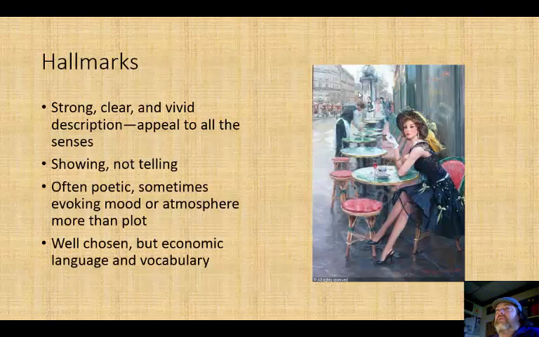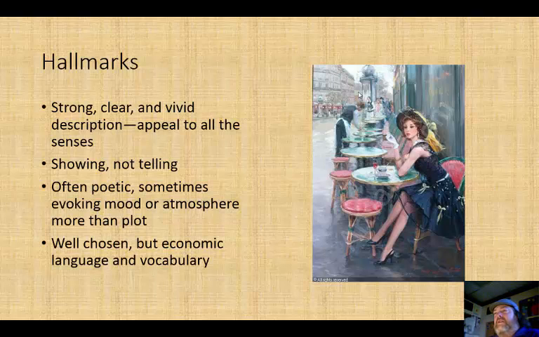The hallmarks of both are strong, clear, vivid description. As I said, appeal to all the senses, not just what things look like, but try very hard to think what sounds like, smell, taste. Try to appeal to as many of the senses in either of those as you can.